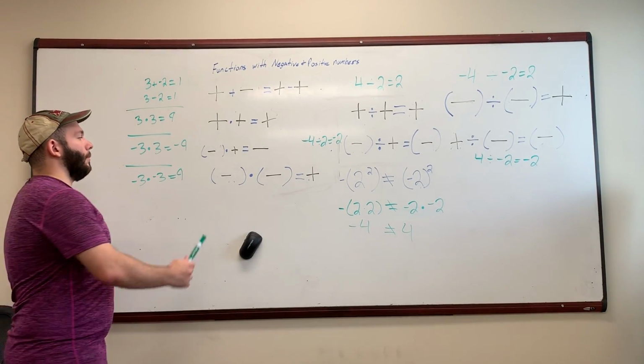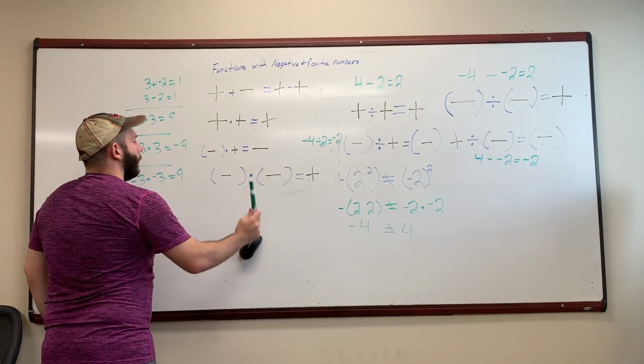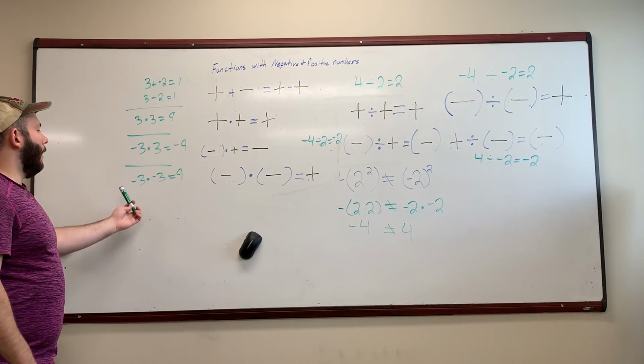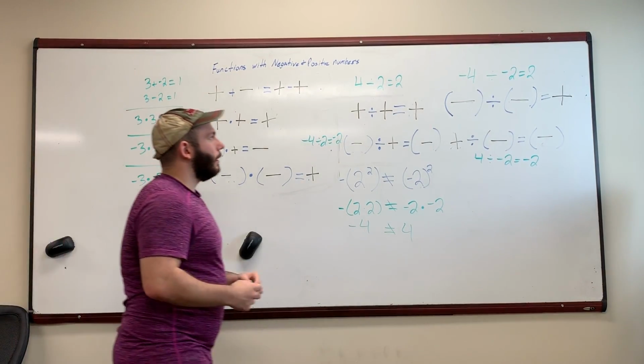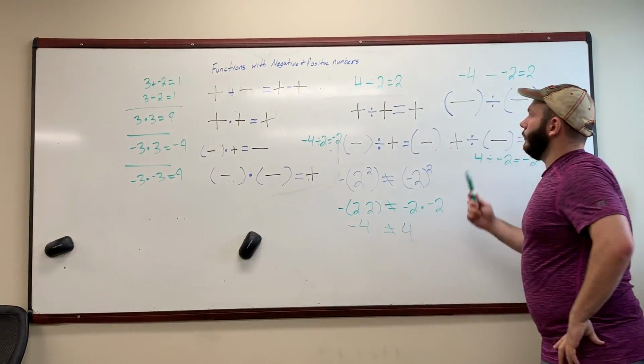And lastly, if you multiply two negative numbers together, you'll get a positive number. So, negative 3 times negative 3 will be equal to positive 9. Now, if we go over here, we'll talk about division.